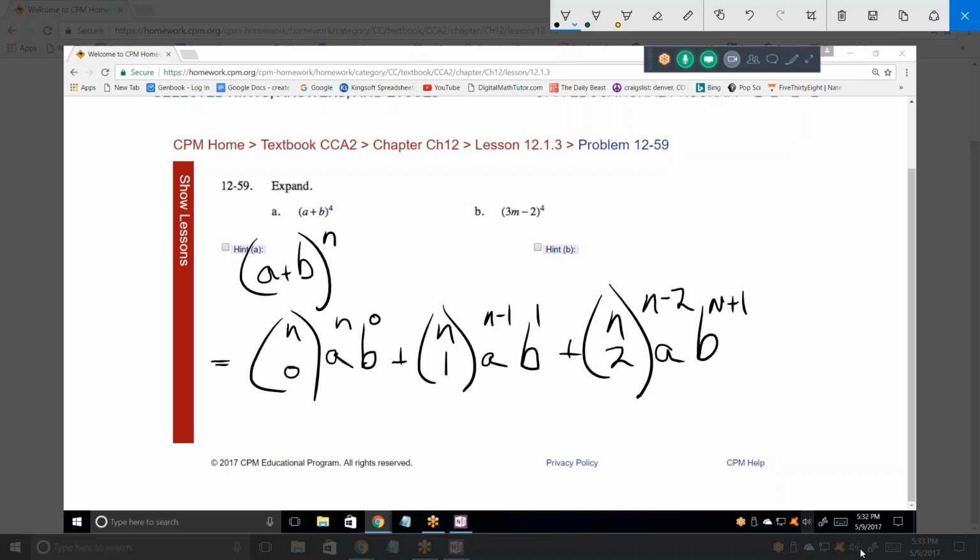You see the pattern? Yeah. That's not n plus 1, it's 2. Until we get up to n choose n times a to the 0, b to the n. That's going to be the last term.